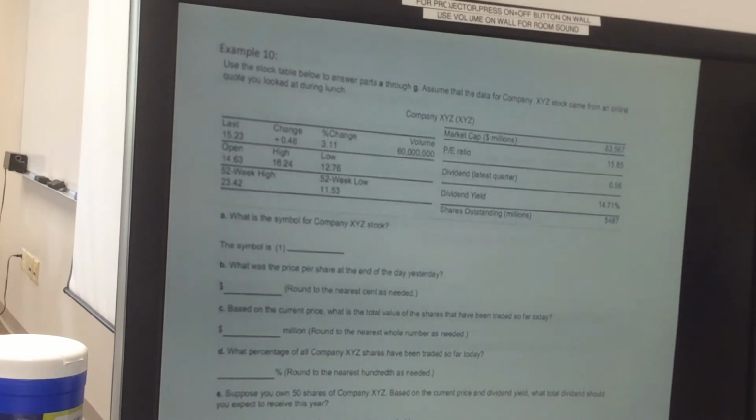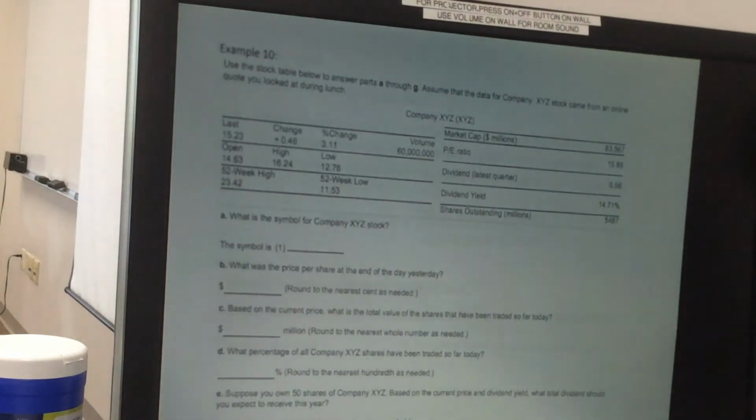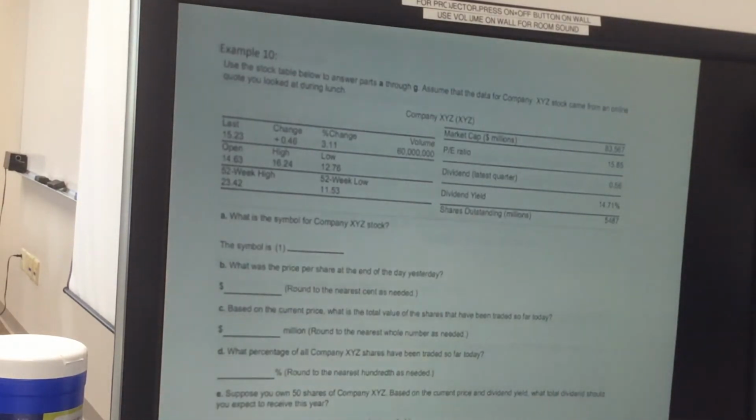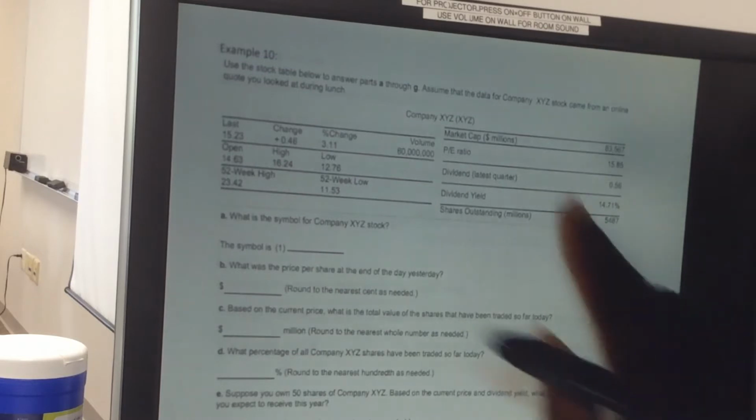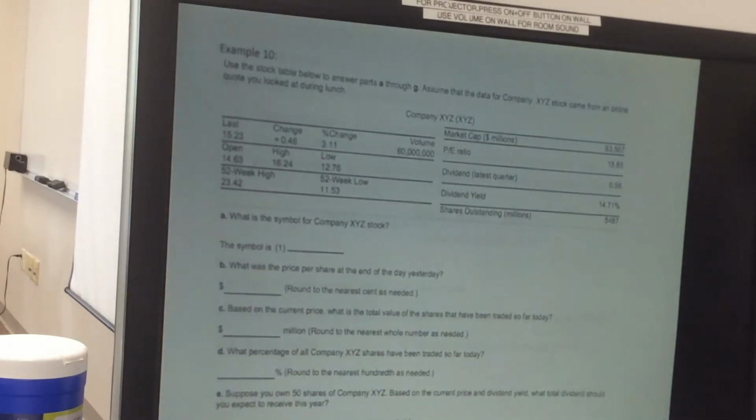Let's take a look at this example here. Here we're going to use the stock table to answer parts A through G. Assume that the data for company XYZ stock comes from an online quote you looked at during lunch. So this is what the table looks like, and we're going to answer A through G.